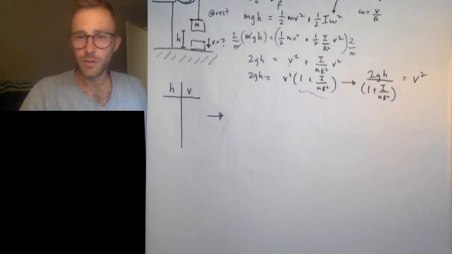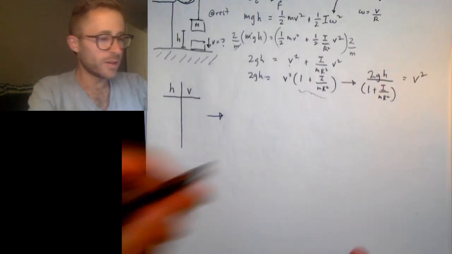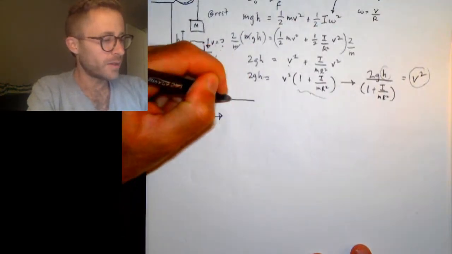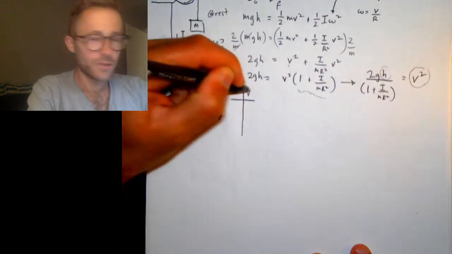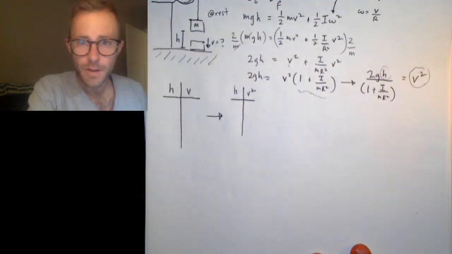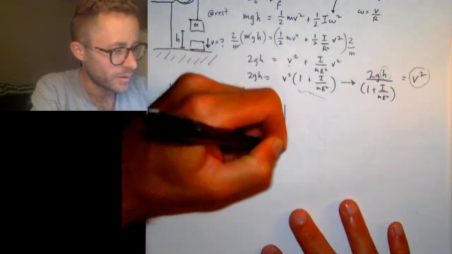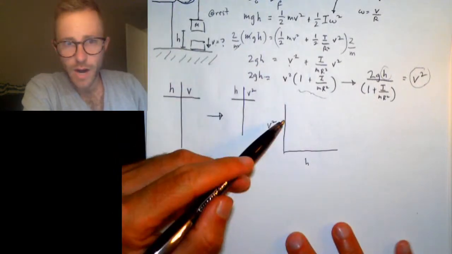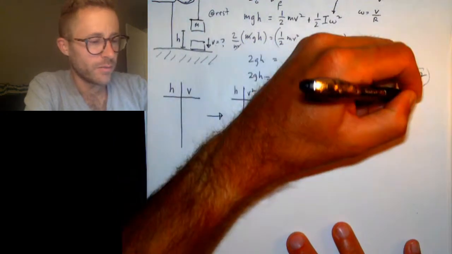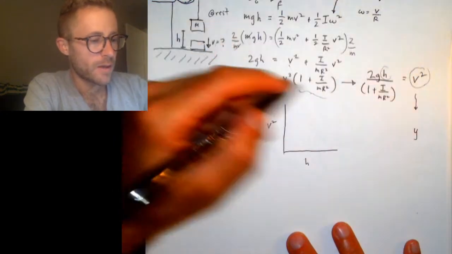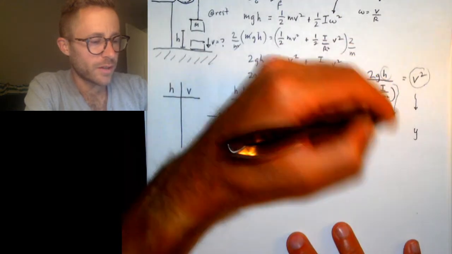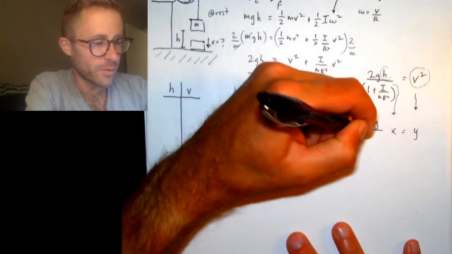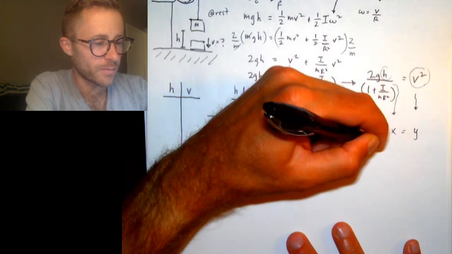Okay, so because I have v squared here and I have h here, I actually want to graph h versus v squared. So my graph is going to be h versus v squared, and I can see that if I graph h versus v squared, then v squared is acting like y, and h is acting like x, and the thing multiplying x is 2g over 1 plus I over mr squared.